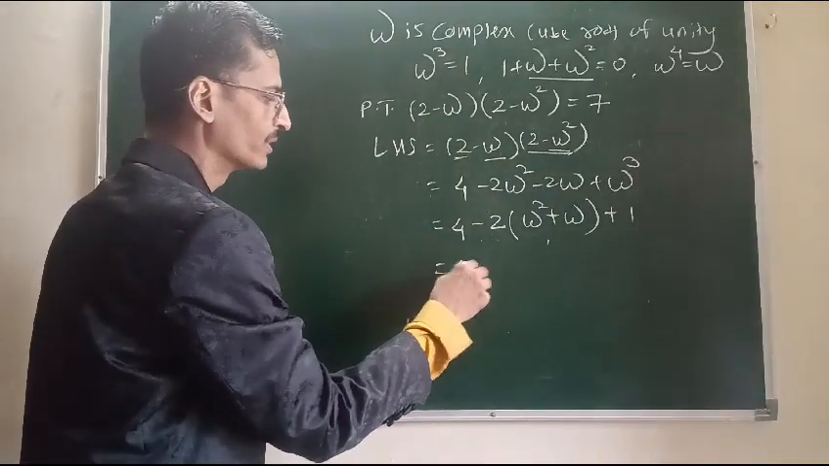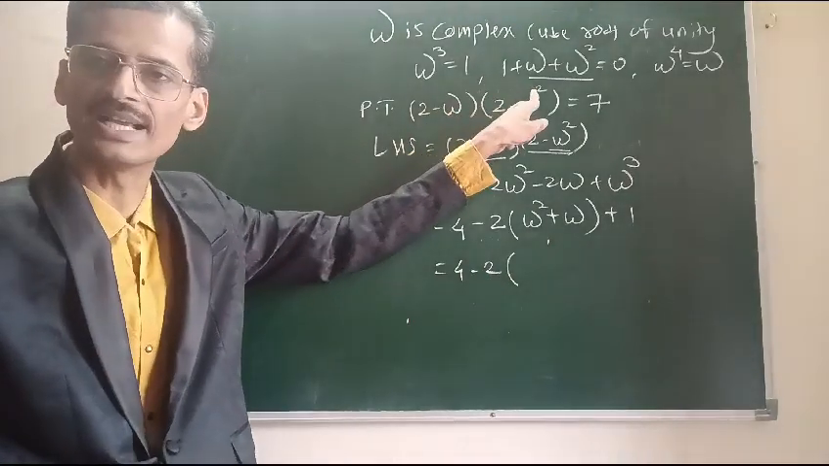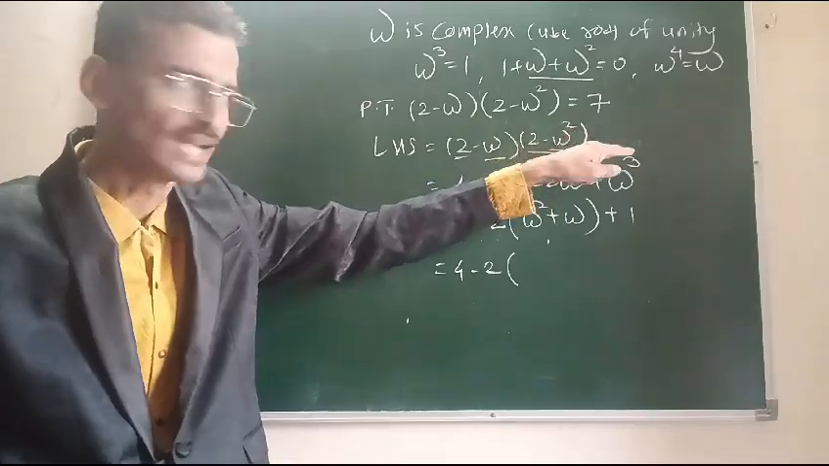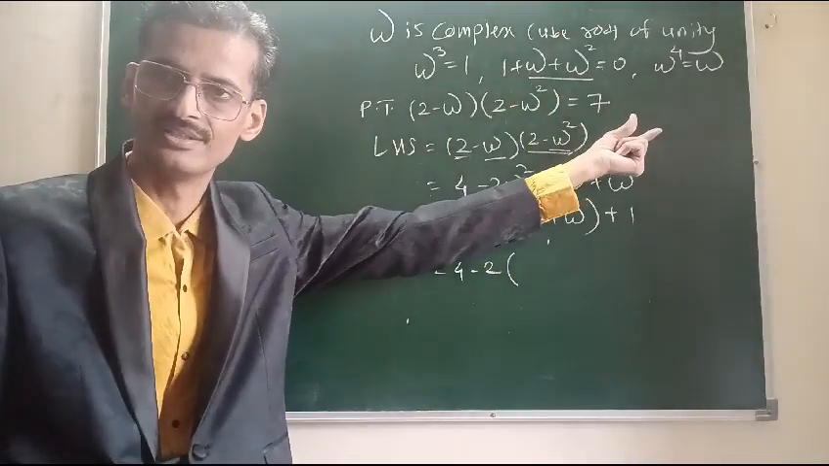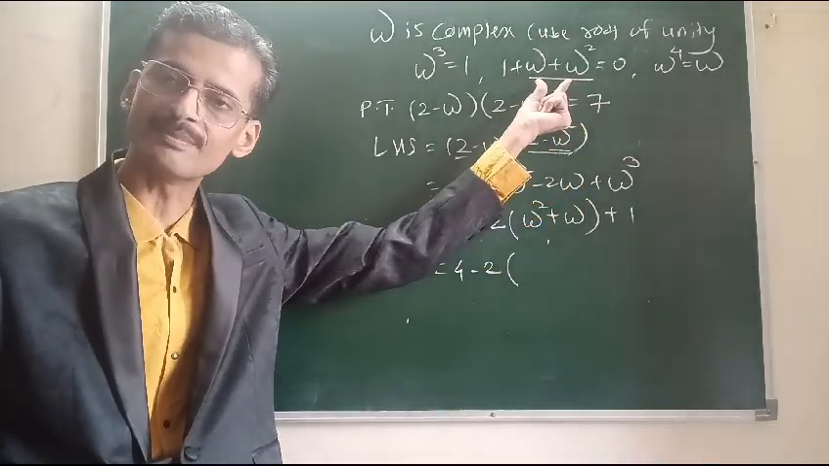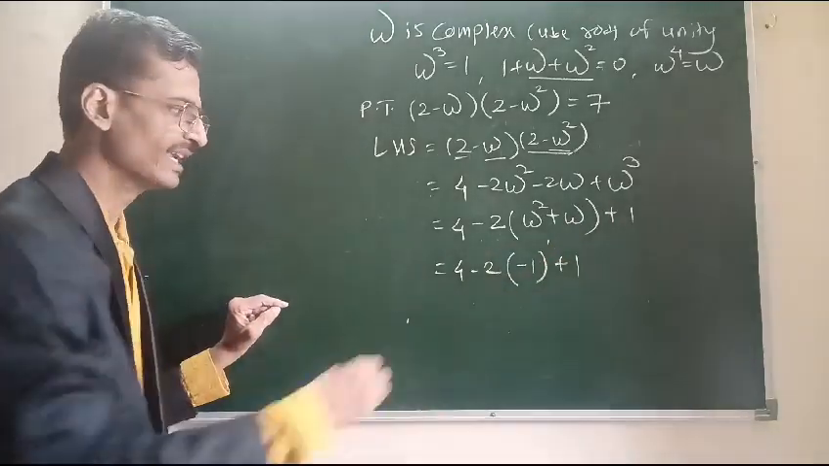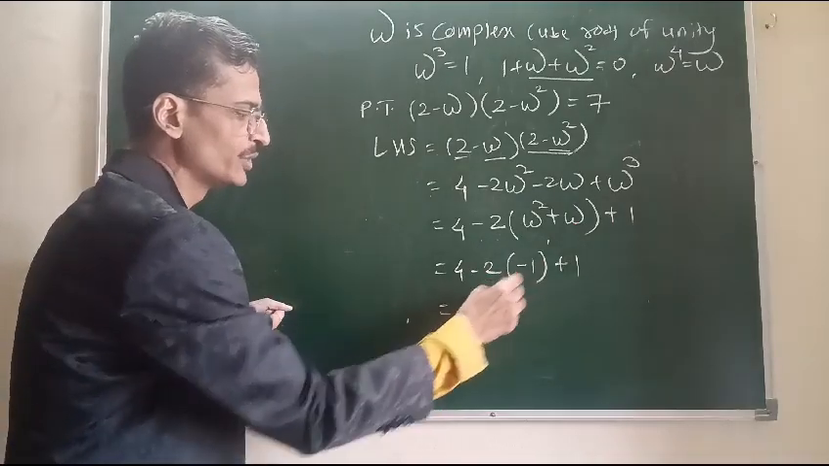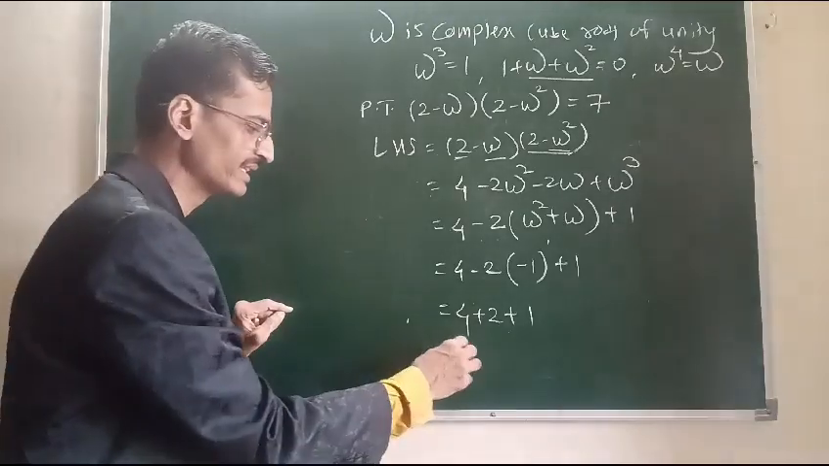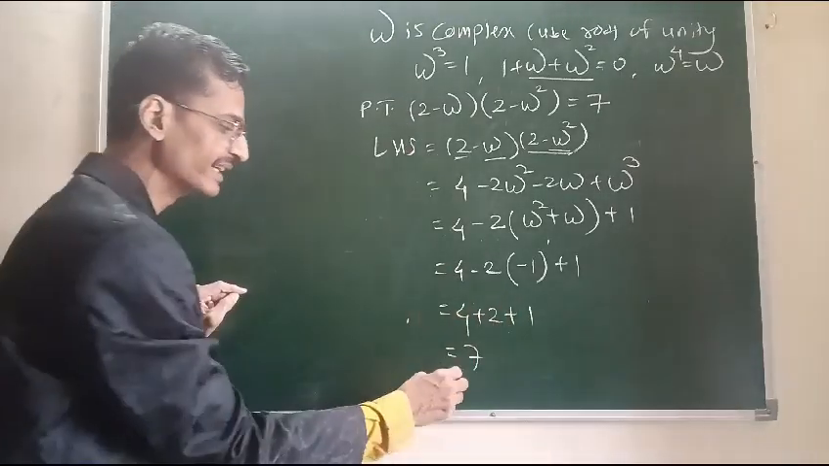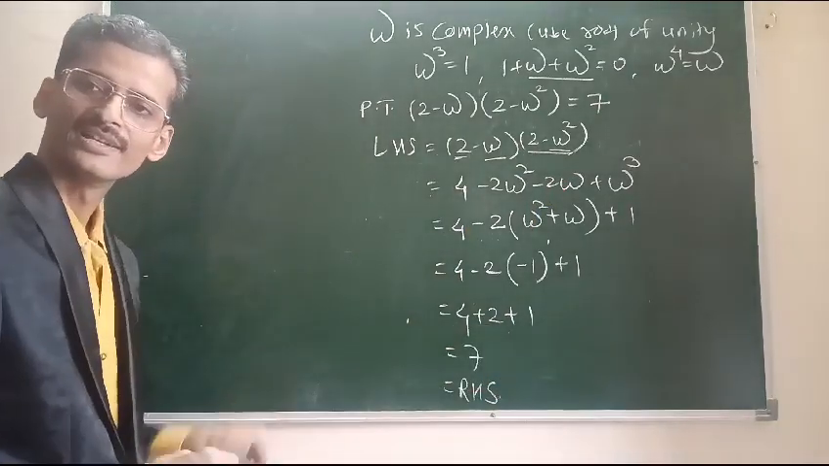So 4 minus 2 into. Now as we know, 1 plus omega plus omega square is 0. And so this omega plus omega square is what? Write this one here. So omega plus omega square is minus 1. Plus this one. And so 4 minus 2 into minus 1 is plus 2, plus this one. 4 plus 2, 6, plus 1, 7. So that is what? That is our RHS. Okay?